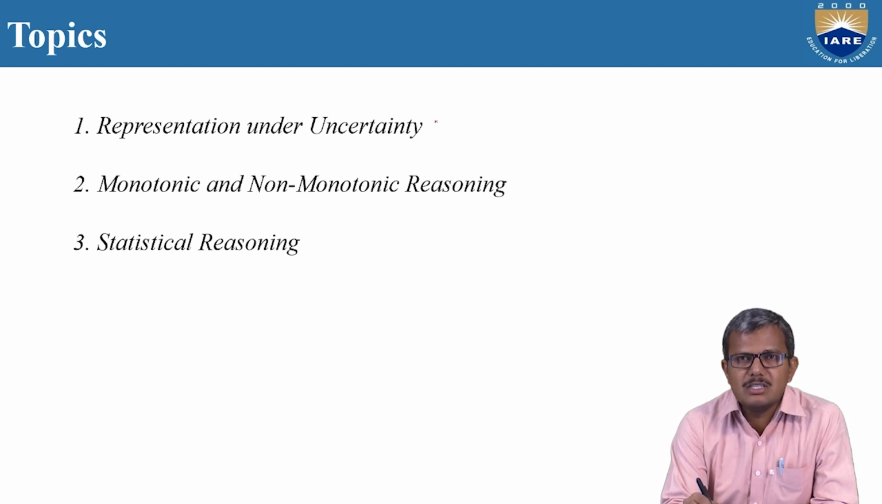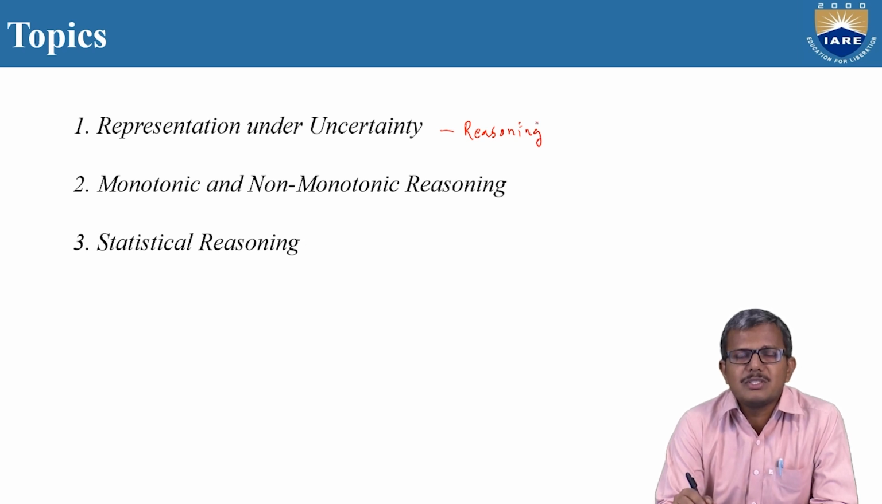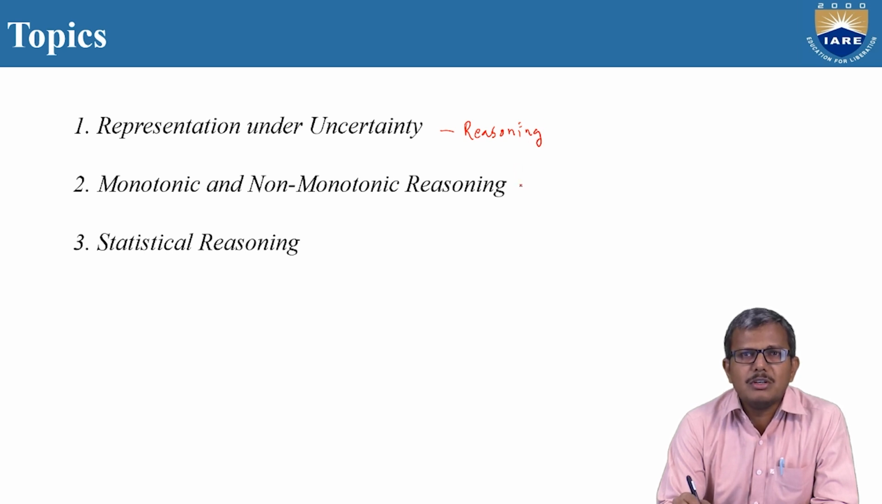The first one is representing knowledge under uncertainty. Here we are going to talk about how we are going to represent the reasoning under uncertainty. That is the first topic. Later on, we are going to concentrate on monotonic and non-monotonic reasoning concepts. And later, with suitable examples, we are going to discuss statistical reasoning. In statistical reasoning, we are going to see three different things: probability, conditional probability, and Bayes theorem. These are the three topics we are going to cover under statistical reasoning.